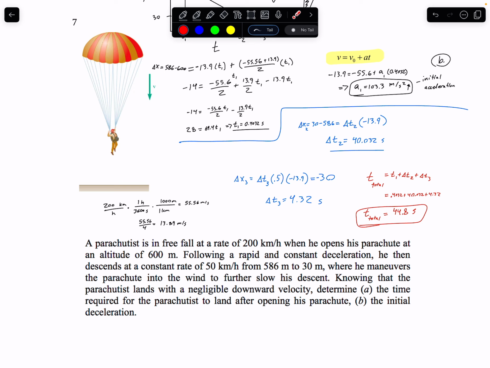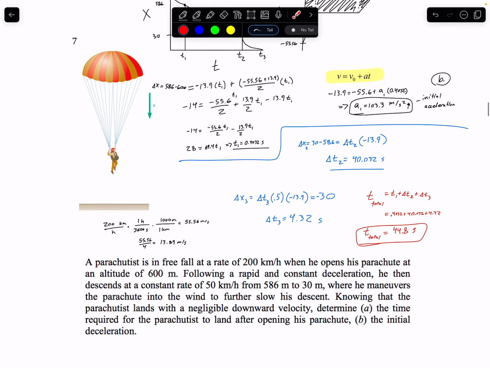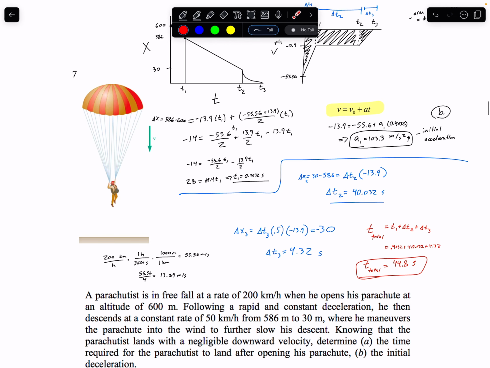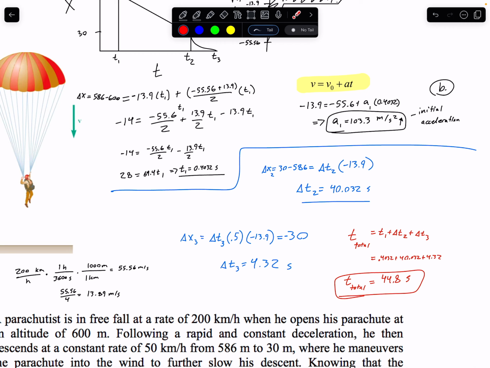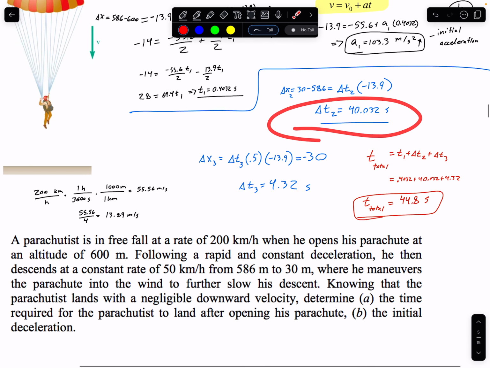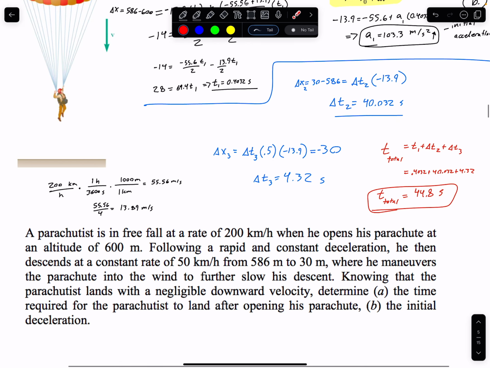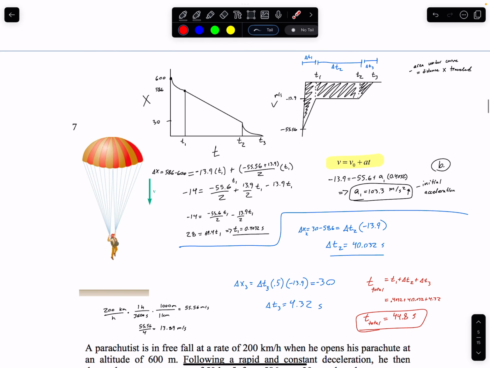We're just using kinematic equations again. Pretty much just plugging and chugging here. We know that delta x here, because there's no deceleration, is just the velocity times time, which is how much that is going to change. We get that it takes 40 seconds, or a little over 40 seconds, and then delta x3 is going to be that area, or this whole area.